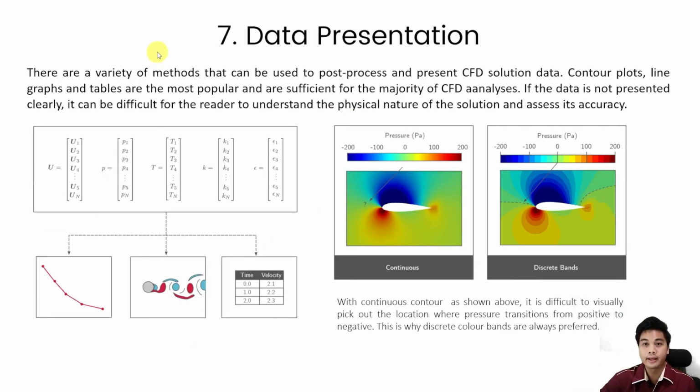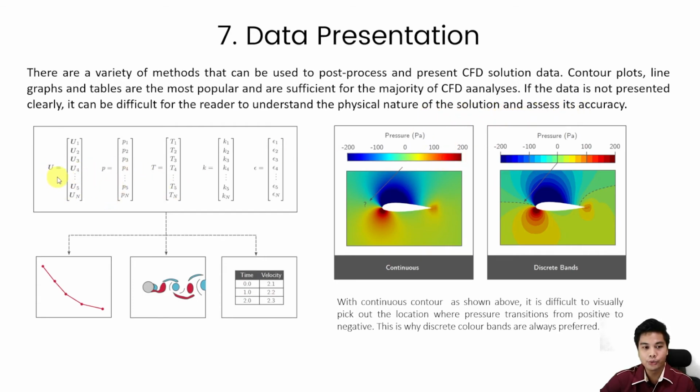And finally, data presentation. There are a variety of methods that can be used to post-process and present CFD solution data. Contour plots, line graphs, and tables are the most popular and are sufficient for the majority of CFD analysis. If the data are not presented clearly, it can be difficult for readers to understand the physical nature of the solution and assess its accuracy.